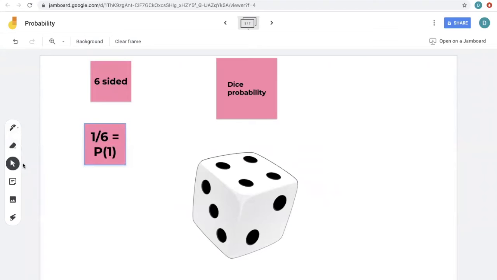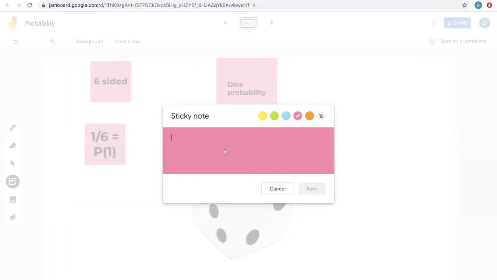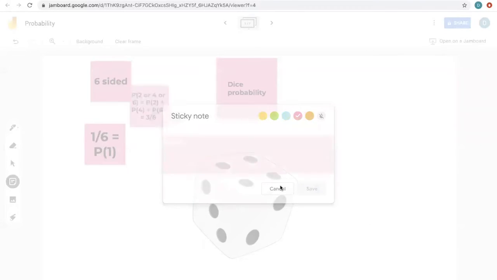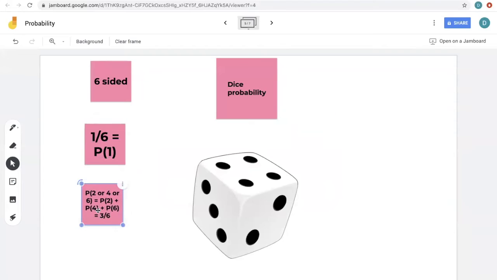Well, what if I want to roll an even number? I don't care which even number it is, but I want an even number. Well, this is like saying the probability of a 2 or a 4 or a 6. So what does that mean? Well, we have to add the probability of 2 plus the probability of 4 plus the probability of a 6. And that is going to get us 3 out of 6, because each of those is 1 out of 6.